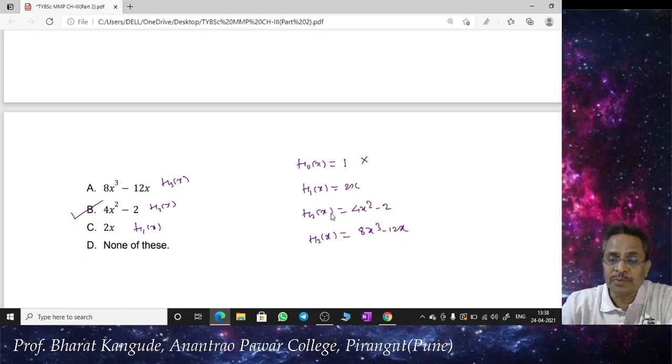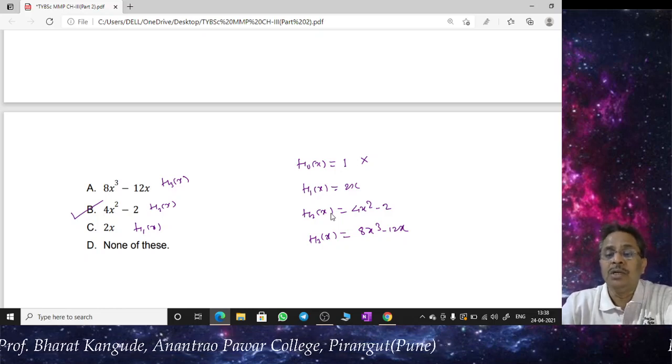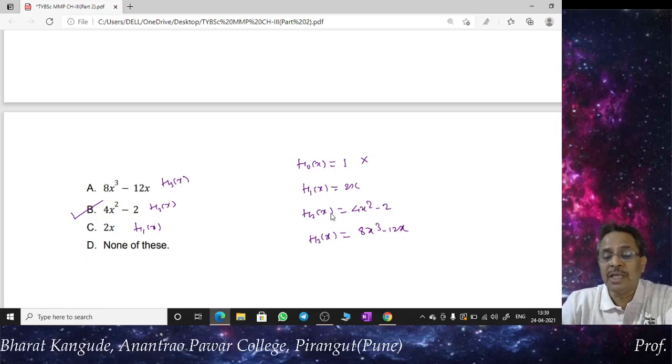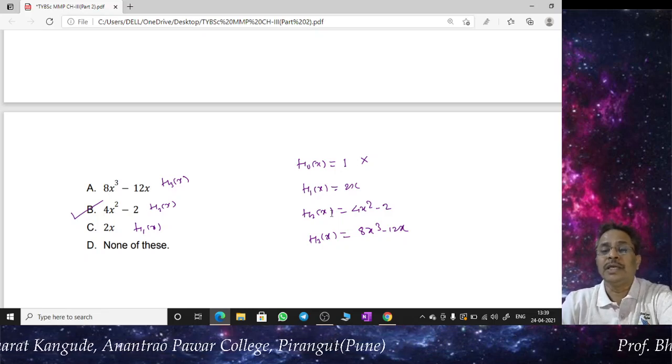I hope this part 1, part 2 based upon this particular chapter number 3, that is partial differential equations, will help you a lot in the coming examination.